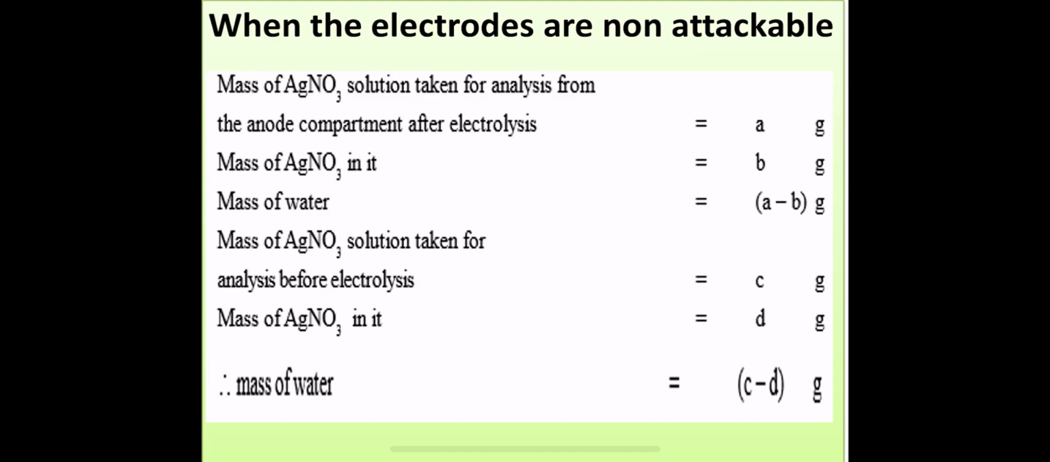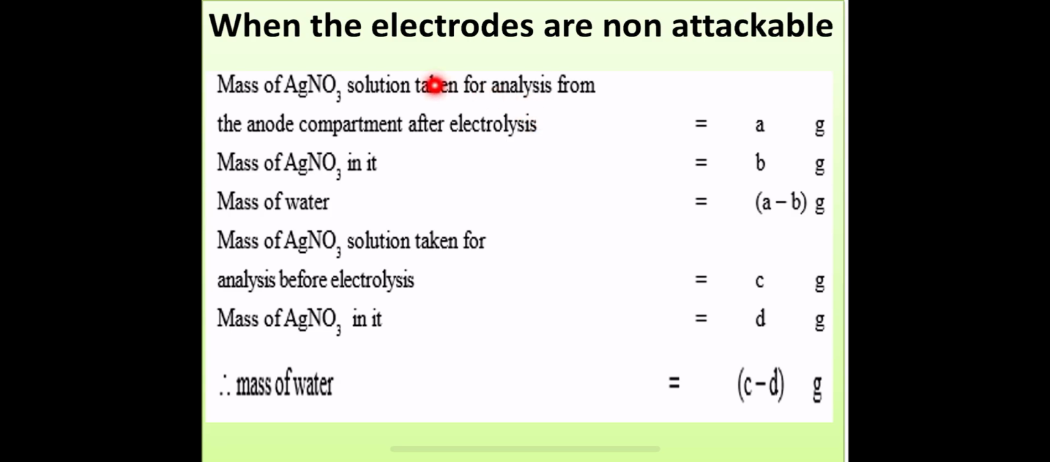So let me call the mass of AgNO3 solution taken for analysis from the anode compartment after electrolysis. After electrolysis means after passing 20 to 30 milliamperes of current to the anodic compartment for 2 to 3 hours. So what was the mass of silver nitrate solution taken? Let me call it A grams. And next is the mass of AgNO3 in it.